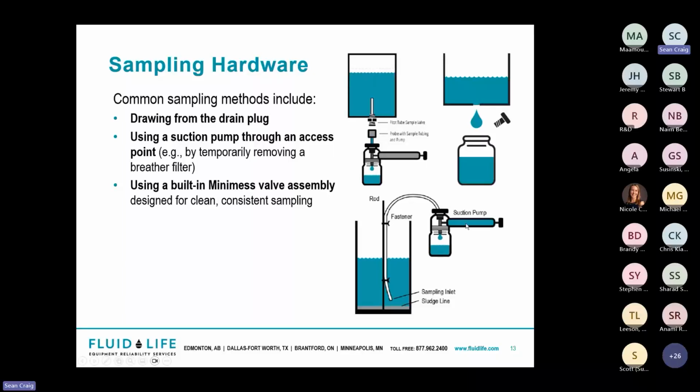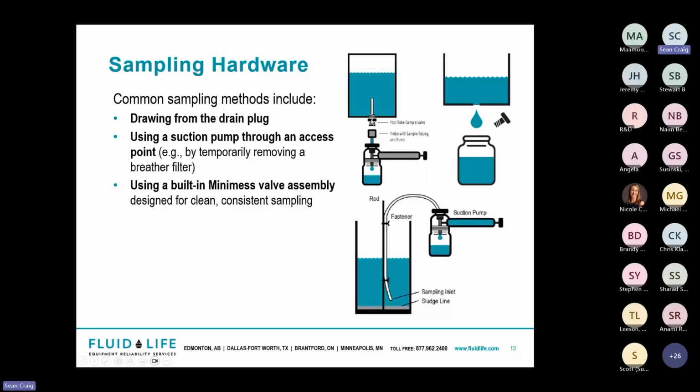The second common hardware is the suction pump. You would use this through some sort of access point on the system, maybe like a breather. This method uses a sample pump to draw oil through an available opening. Take out the breather or pull out the dipstick, and there you go. Now you have some sort of access. You can shove that tube down there and use the pump to suck that oil up and get it into the jar itself.